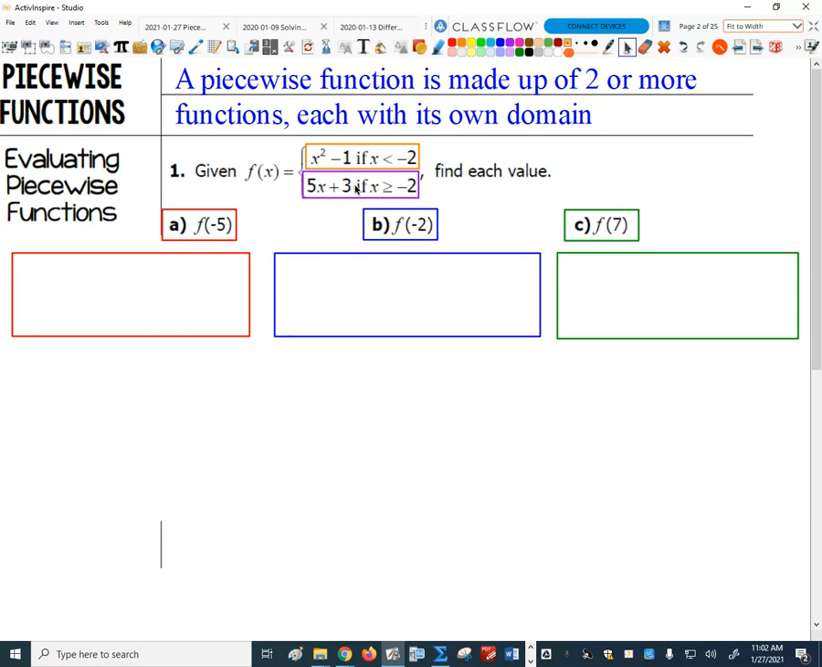And so how are we going to do this? Are we going to plug the x value into both? Or are we just going to plug into one or the other? How are we going to know? Anybody have a suggestion? Where should I plug that -5 in my piecewise function?